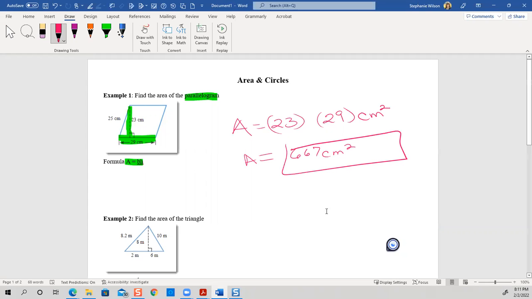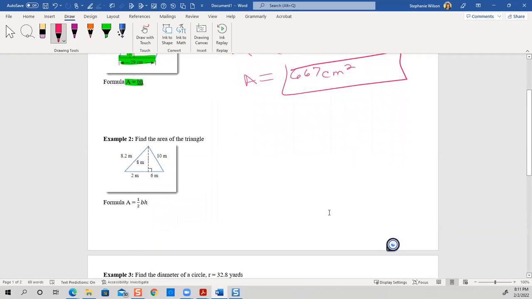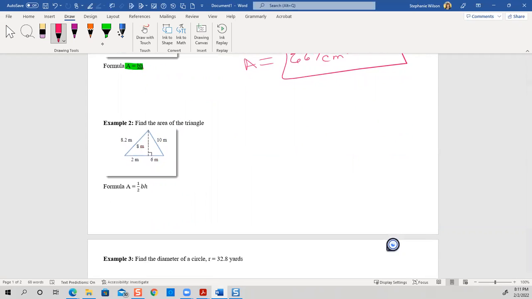Okay, now let's look at the next one. It says find the area of a triangle. Okay, here's the formula given for the area of a triangle. So it says you take half of base times height. Well, we got this triangle. We got this base right here. And then we have the height right here. So let's write it out.